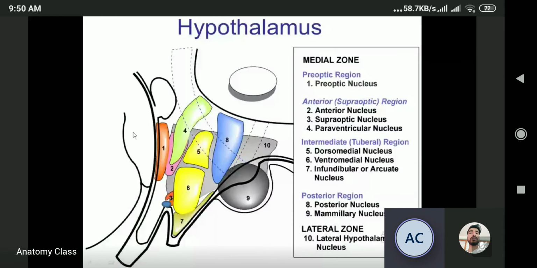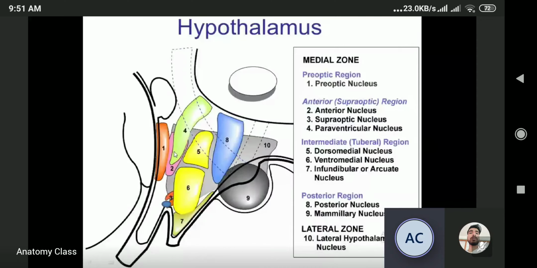See, this is the anterior aspect of the hypothalamus. This is the thalamus, and here are the optic chiasma, tuber cinereum, and mammillary body at the floor of the third ventricle. Now, the nuclei arranged within the medial and lateral zones: within the preoptic region, the first nucleus is the preoptic nucleus, number 1. Then the supraoptic region, as it is present above the optic chiasma.